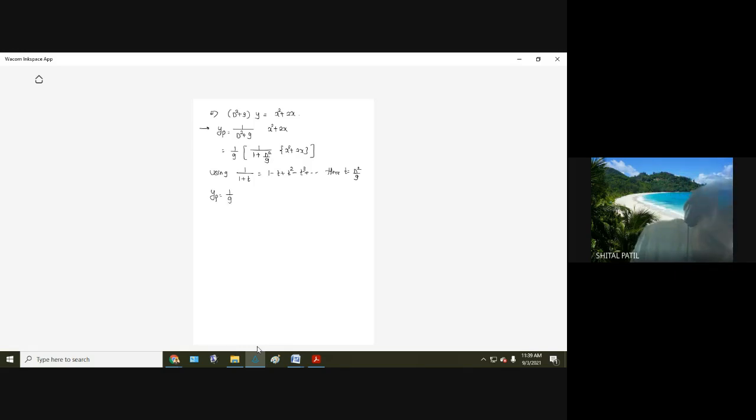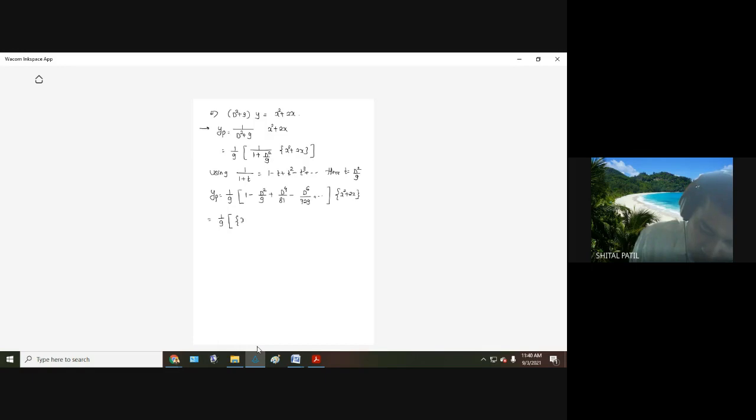1 upon 9, 1 minus t, t square, t cube. Arre, what will t cube be? No need. To be operated on x square plus 2x. Let's operate. 1 upon 9.